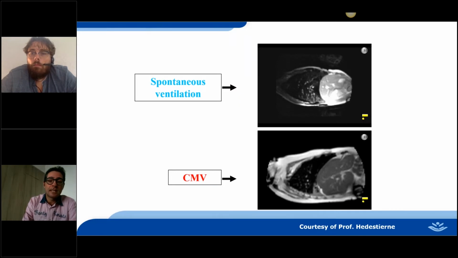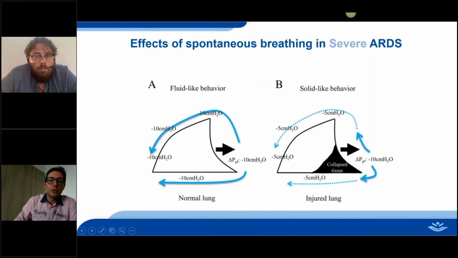And this is what we can see here in the spontaneous breathing. We have this part here that is completely recruited. What we know is that during spontaneous breathing in severe ARDS, unfortunately in the injured lung, the pleural pressure is not propagated properly and homogeneously around the lung. There are parts of the lung where the transpulmonary pressure is higher than in others.